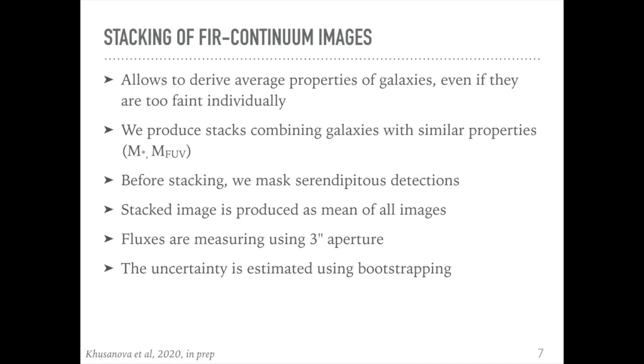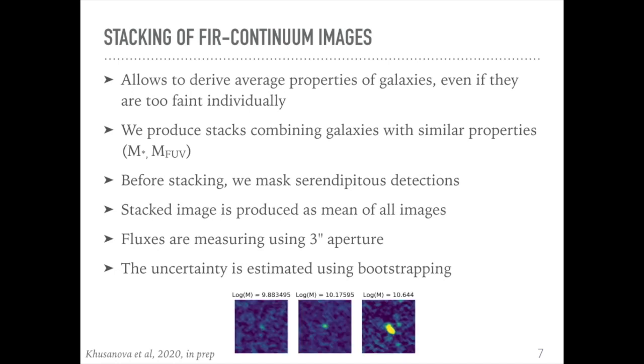The uncertainty of the measurements is estimated using bootstrapping. As you can see on these example images, as we go to higher stellar masses, the far infrared flux is also higher, and this we can use as a proxy for the far infrared flux. How do we determine the infrared luminosity density using these stacked images?